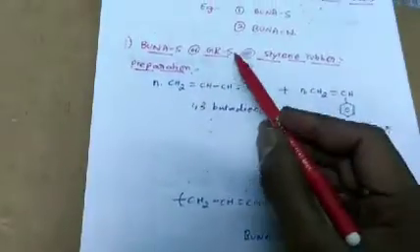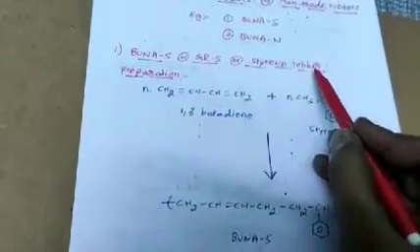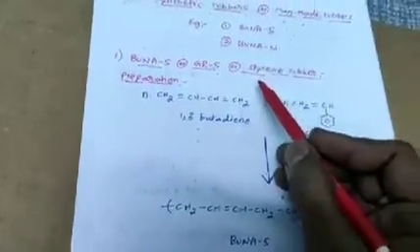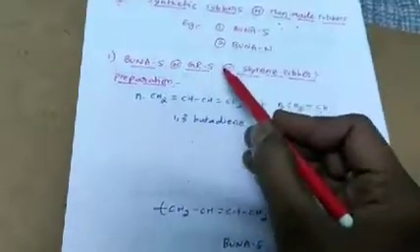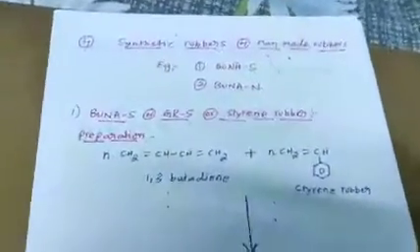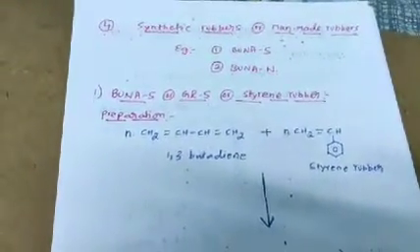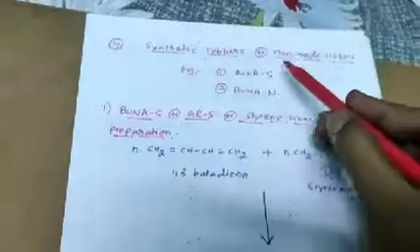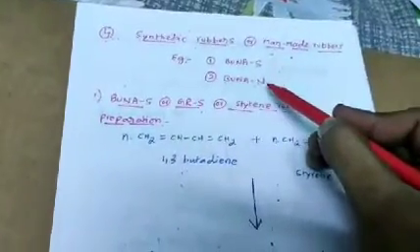The another name of Buna-S is GRS and styrene rubber. In examination point of view, they are asking either Buna-S or GRS or styrene rubber. Or simply a 2 marks question: write any 2 examples of synthetic rubbers. One is nothing but Buna-S, another one is nothing but Buna-N.